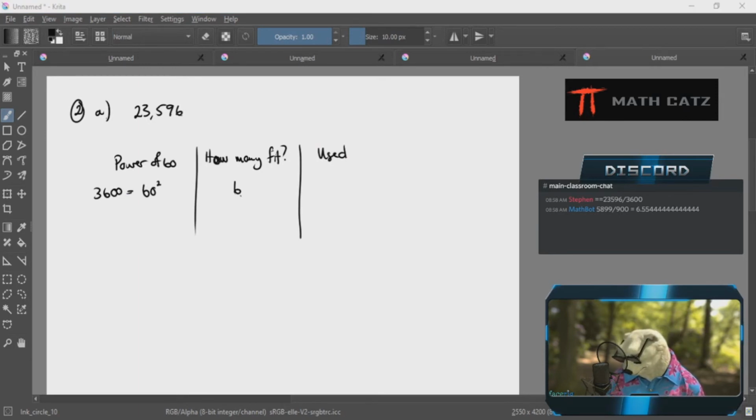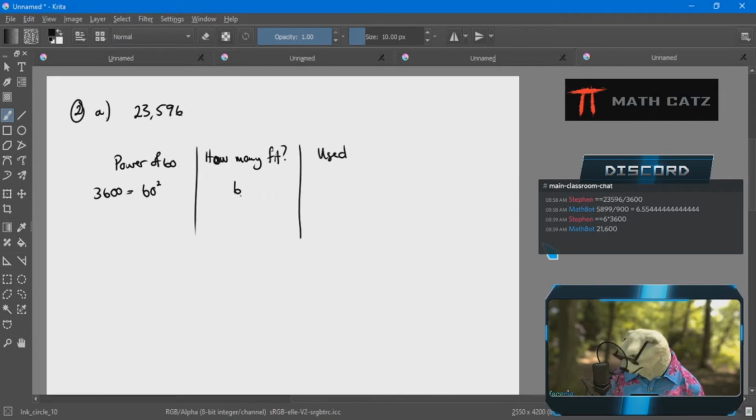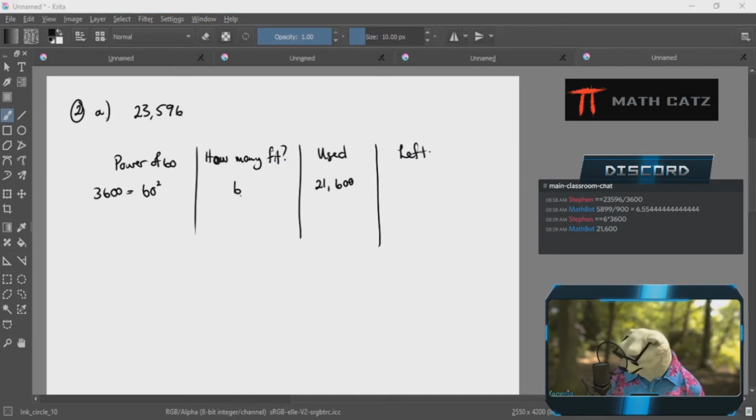6 groups of 3600. So I've used 21,600. I still have a little bit left. So I can figure out what's left by way of a subtraction. Let's show the subtraction as well. And you have to be able to do all this, of course, in one way or another, whether you use a table to make it systematic and easy or not.